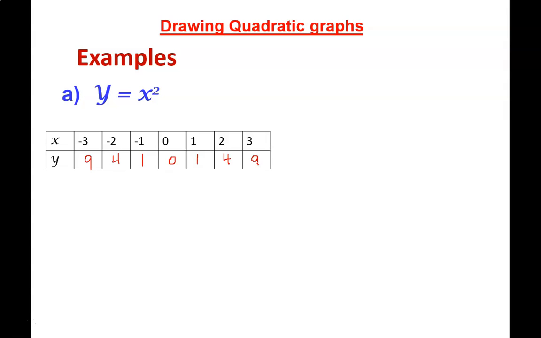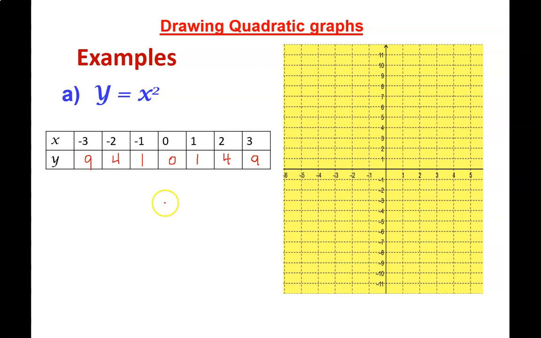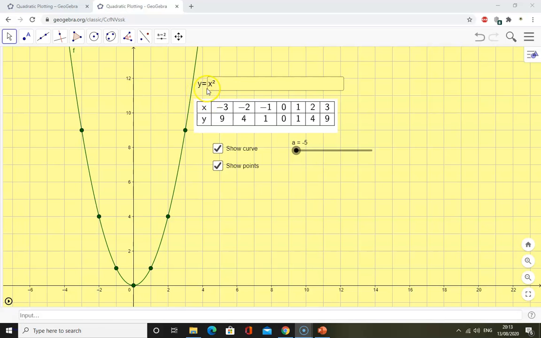Now we need a grid to draw our points. So, this is the grid. Let us plot the graph now. The graph we are trying to draw is y equals x squared, x from minus 3 to 3. Those are the y coordinates. If we draw, we got this graph here.